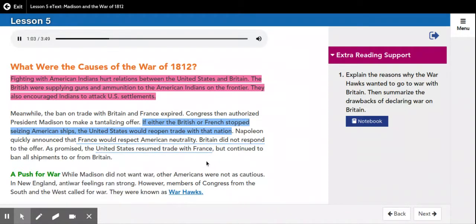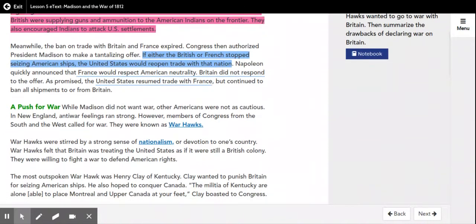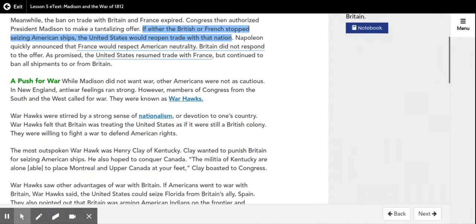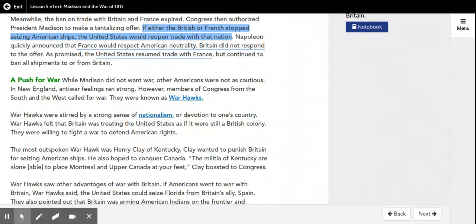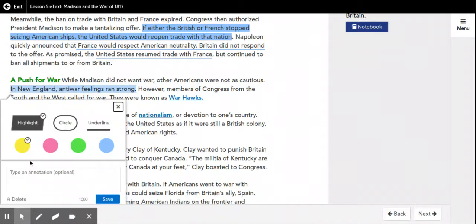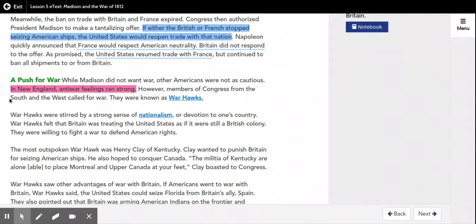In New England, anti-war feelings ran strong. However, members of Congress from the South and the West called for war. They were known as war hawks. War hawks were stirred by a strong sense of nationalism, or devotion to one's country. War hawks felt that Britain was treating the United States as if it were still a British colony. They were willing to fight a war to defend American rights.